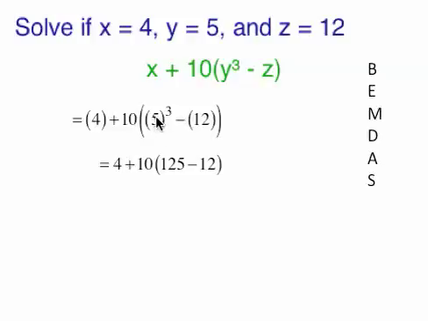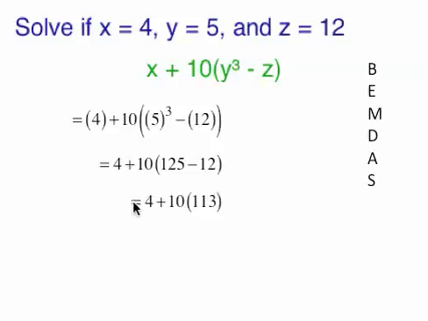Now I have powers, I have an exponent here, and I have subtraction. What are we going to do first, the exponent or the subtraction? Well, the exponent, because it's way up here. 5 to the power of 3 means 5 times 5 times 5, which is 125. Then we're going to do the subtraction. So 125 take away 12 is going to be 113.